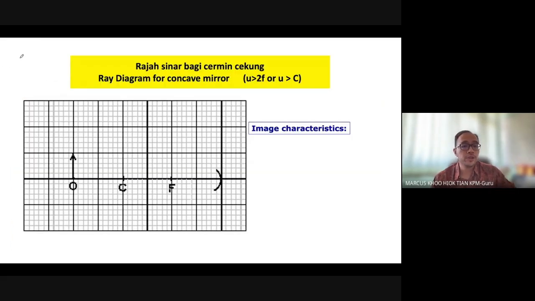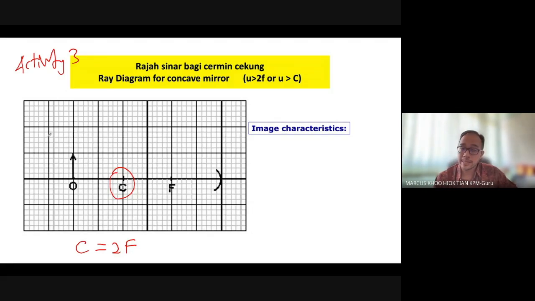Okay, this is activity 3. Okay, activity 3 in your handouts. So this is our first situation. U is bigger than 2F. Okay, notice, okay, this F over here is two boxes. Our focal point is two boxes. And notice that this is the interesting thing. The center of curvature is always 2F. Okay, two times the focal point.